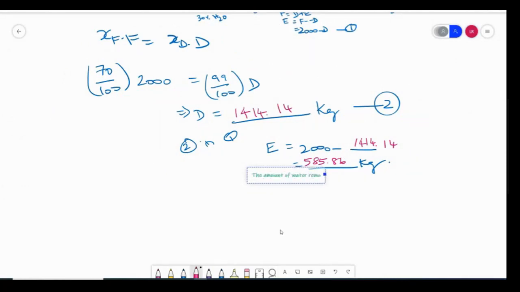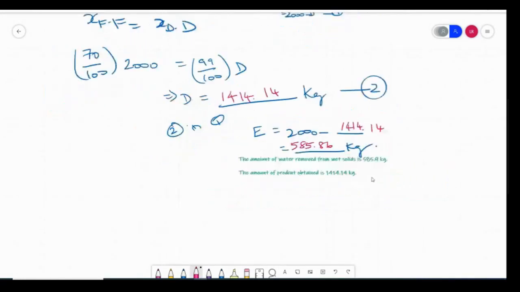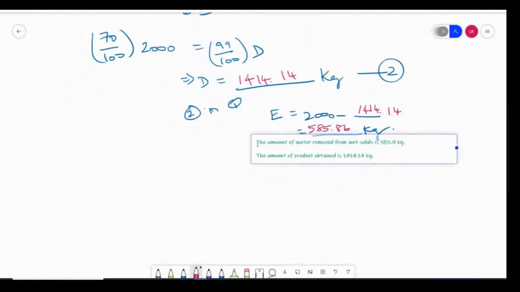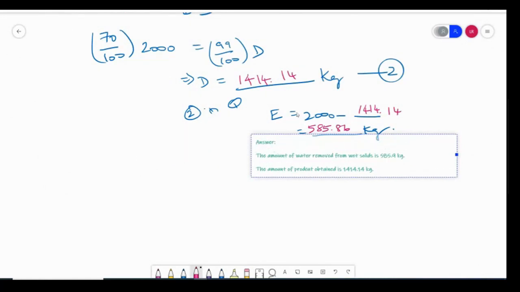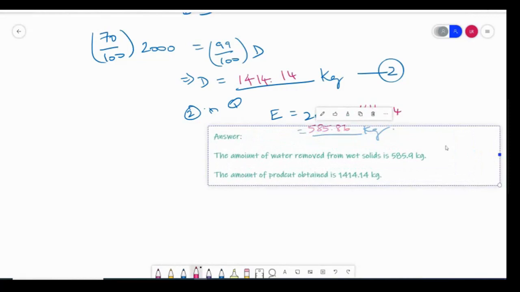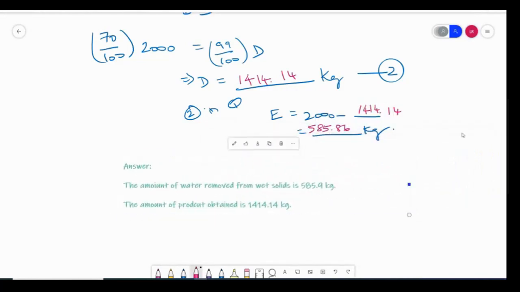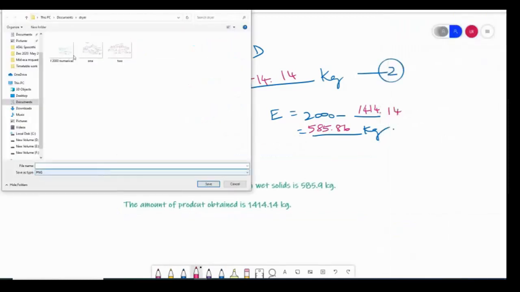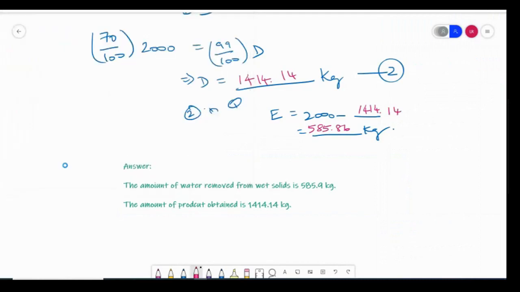The amount of water removed from wet solids is 585.9 kg. The amount of product obtained is 1414.1 kg. That is our answer. Okay. All of you got the answer? Hopefully.